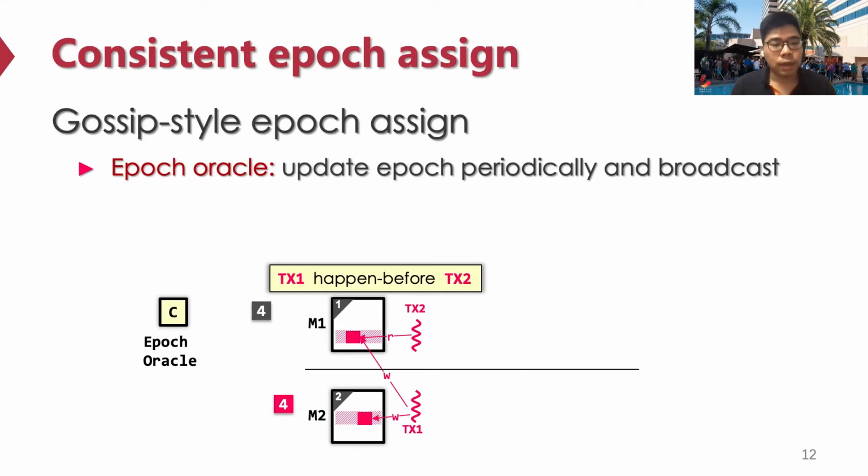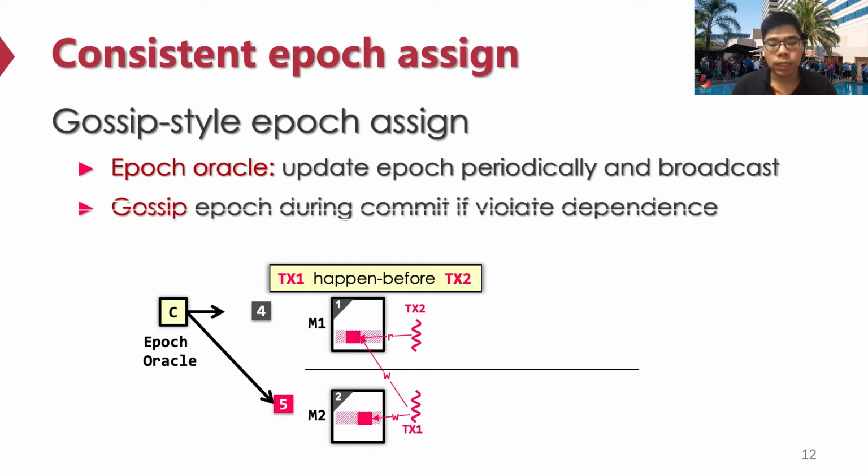For consistency, an epoch oracle is responsible for updating the epoch number periodically and broadcasting it to nodes. For some rare cases, the epoch number will violate the dependence. For example, transaction 2 on machine 1 depends on transaction 1 on machine 2. However, the epoch of transaction 2 is smaller than that of transaction 1.